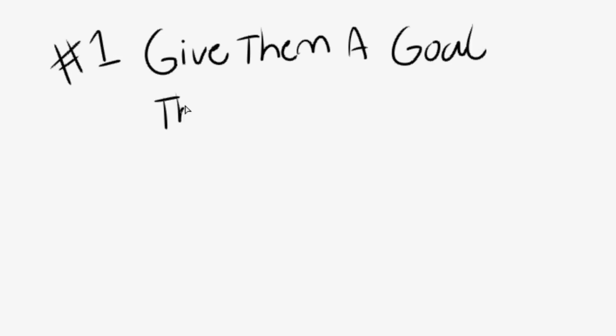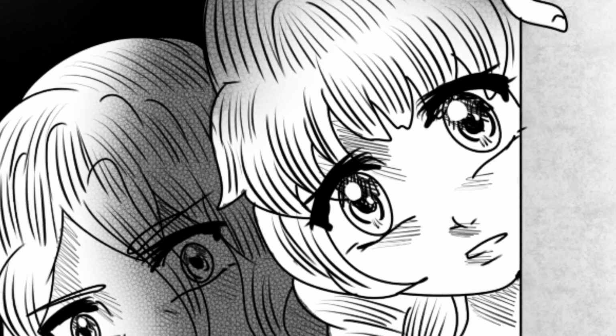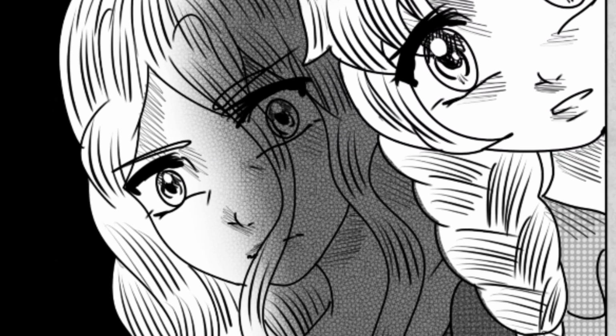Number 1. Give them a goal that directly relates to the protagonist's goal. The Deuteragonist's main goal needs to integrate well with the protagonist's goal. Typically, in a manga, the protagonist's goal will usually be the main goal of the story. And as your protagonist is working to achieve their main goals, the Deuteragonist needs to have a goal that will align well with that. The Deuteragonist's journey needs to integrate well with the protagonist's journey.